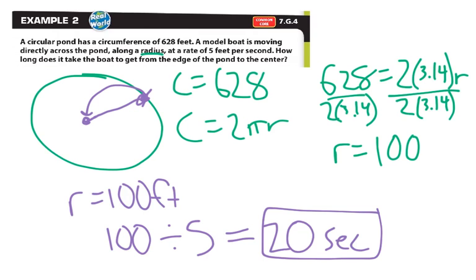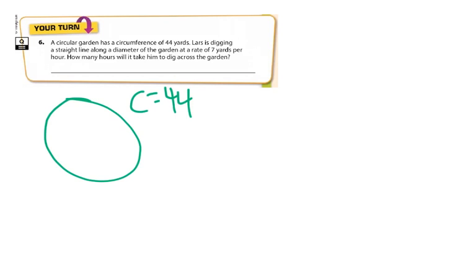Now again, that's a tricky problem, so let's take a look at another example, and this will be the final example, I promise. Okay, a circular garden has a circumference of 44 yards. Lars is digging a straight line along a diameter of the garden at a rate of 7 yards per hour. How many hours will it take him to dig across the garden? So again, let's draw a picture. We're told the circumference here is 44, and that this guy Lars is digging a diameter. Okay, so he's going from one end to the other end, and he's going through the center.